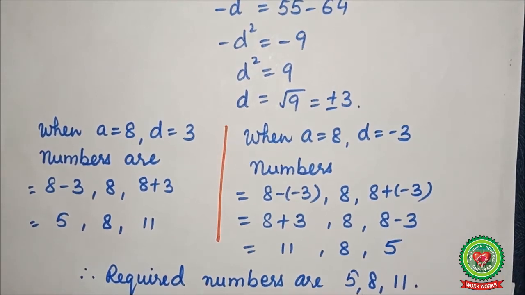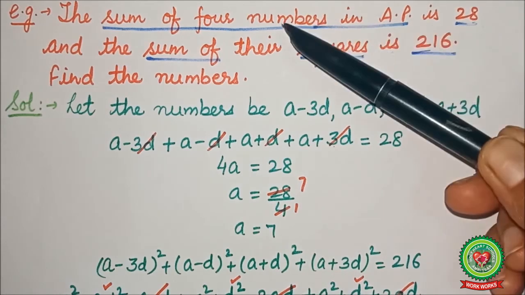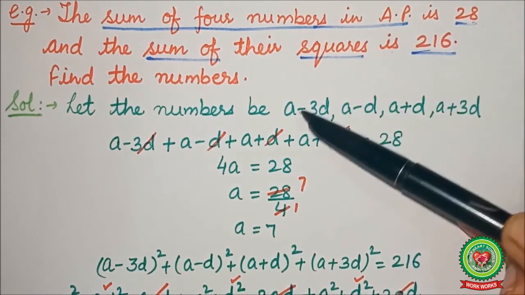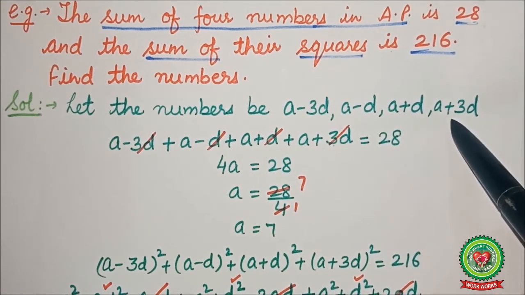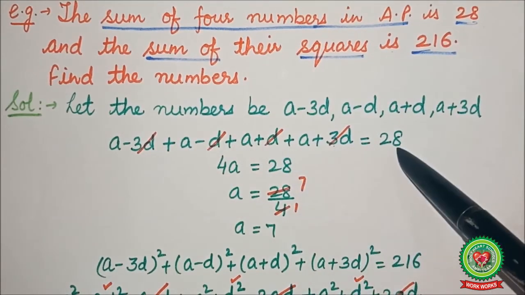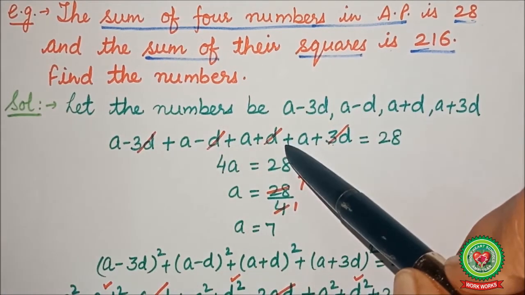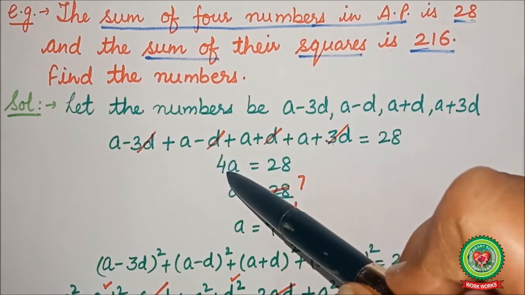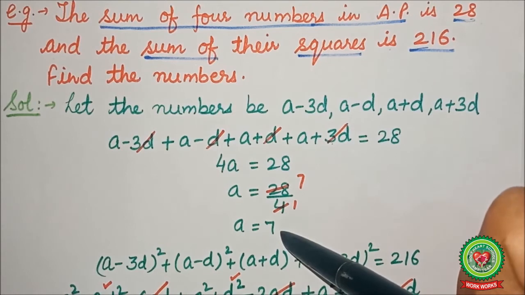Now, let's take an example of even number of terms. The sum of 4 numbers in AP is 28. First hint, 4 numbers in AP, so numbers are a minus 3d, a minus d, a plus d and a plus 3d. Sum is 28. On adding, we get 28. Here 3d cancels with minus 3d, plus d cancels with minus d. So we are left with 4a is equal to 28. On simplifying, we get a is equal to 7.